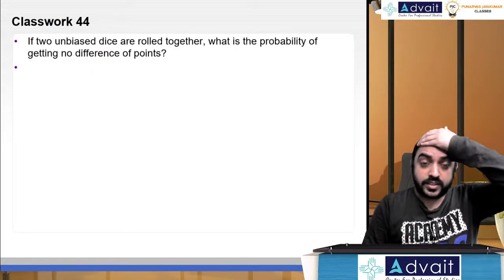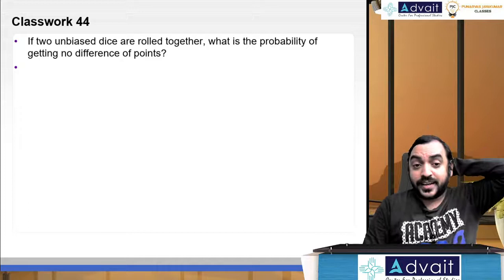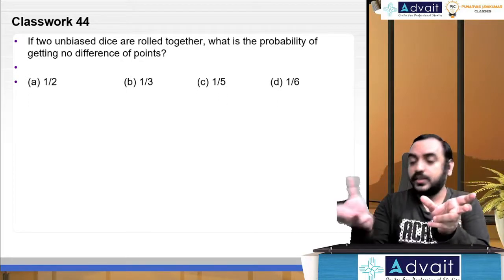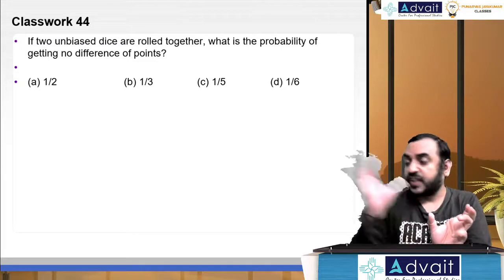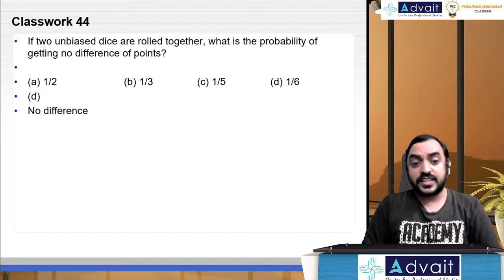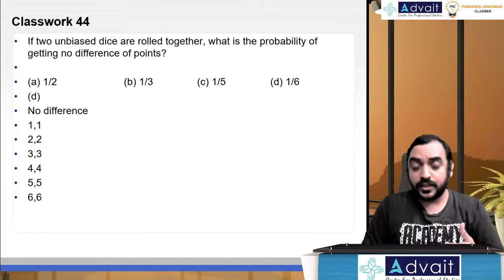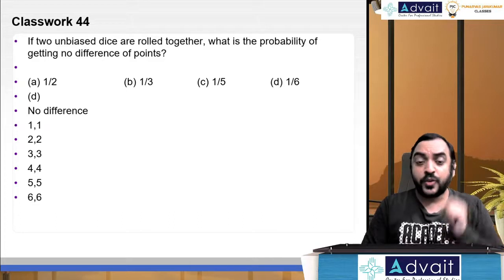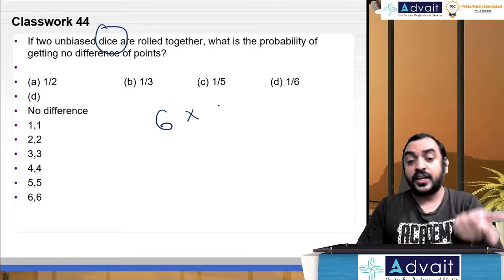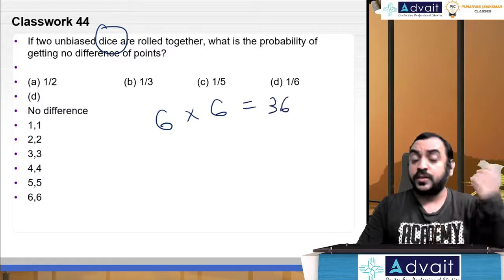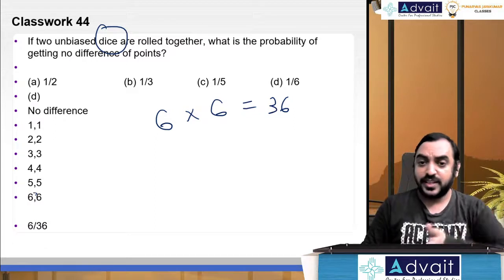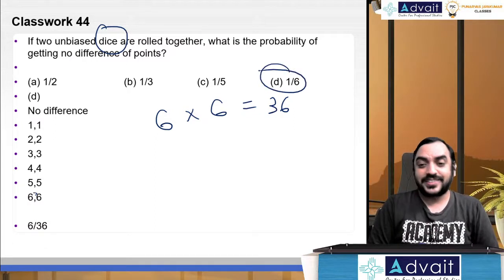Let's go further. If two unbiased dice are rolled together, what's the probability of getting no difference of points? No difference means what? 1, 1. Difference is 0. 2, 2. Difference is 0. 3, 3. Difference is 0. 4, 4. 5, 5. 6, 6. So there are 6 possibilities. Out of total how many? When you roll a dice, one event can be done in 6 ways. Second one can be in 6 ways. So total possibility is 36 ways and favourable is 6. So 6 by 36. 6 by 36 is same as 1 by 6.